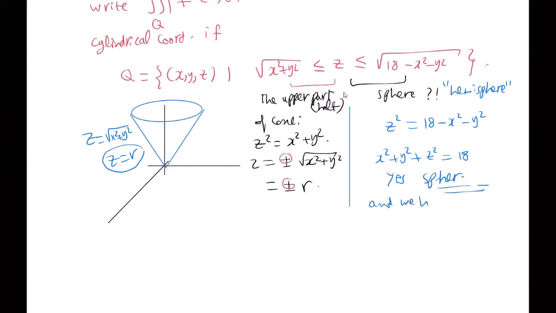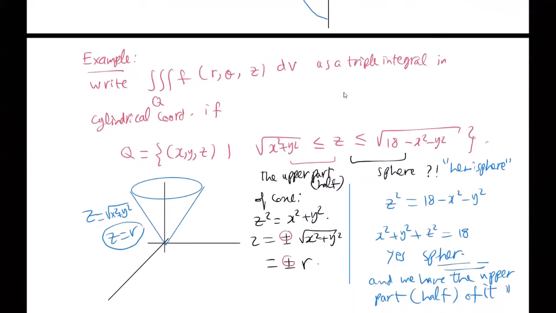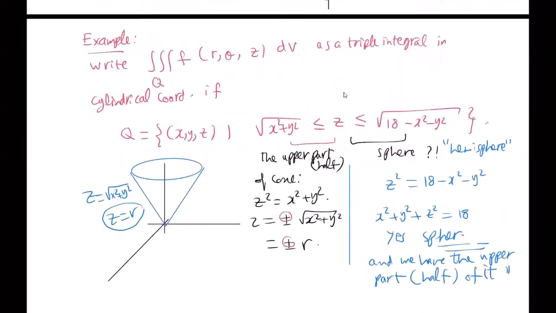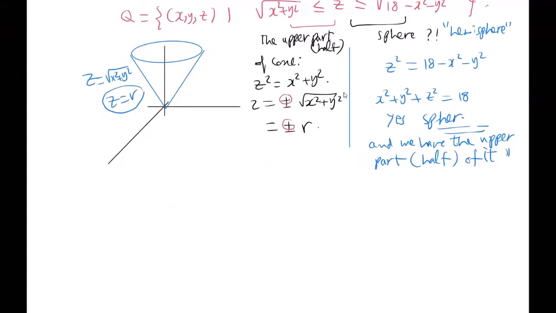And we have the upper part of it, half of it. So what does this solid look like? The sphere has center 0, 0, so we have something here like this.